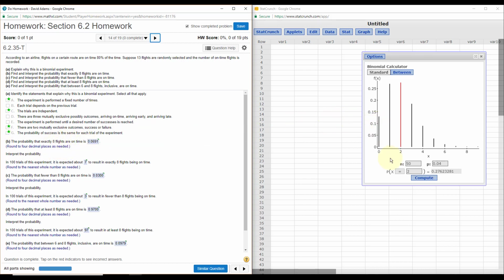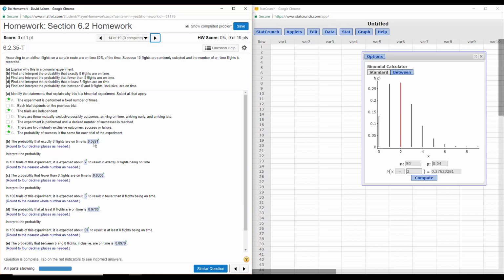Just go over here to the calculator, adjust the numbers, and compute. The interpretation is, in 100 trials of this experiment, it's expected that about 7 result in exactly 8 flights being on time. What they're talking about here is this probability that you computed in part B is approximately 7%, rounded off to whole percent.